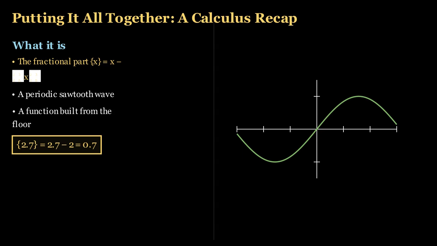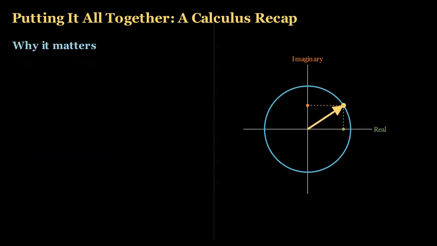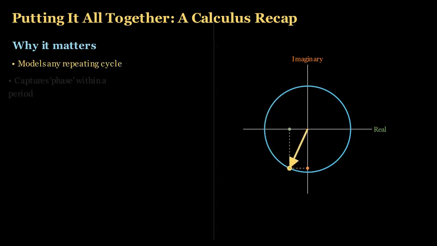Why do we care so much about this jagged little function? Because the world is full of cycles that reset. Think of the second hand on a clock. It sweeps from 0 to 60, then snaps back to 0. The fractional part captures exactly that idea. It tells you where you are inside the current cycle, your phase. If you multiply the fractional part by the length of a cycle, you get the exact position within it.